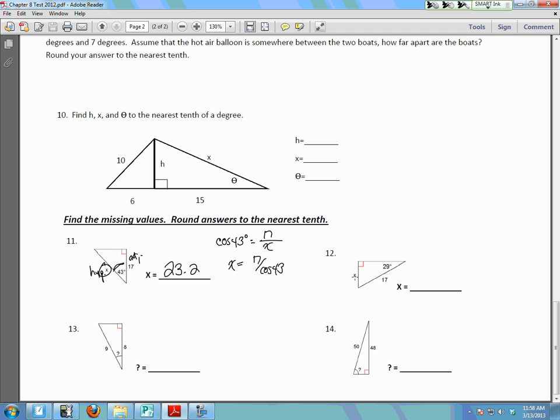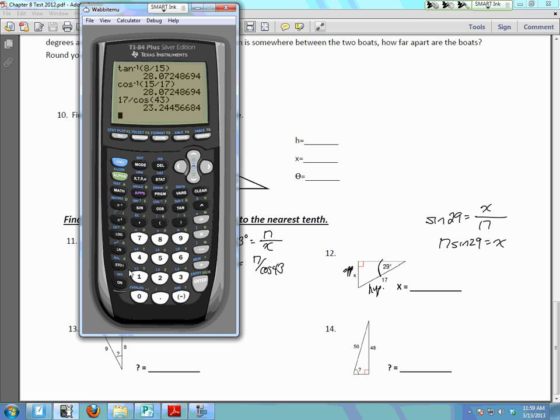Over here, trying to find x again. Now, angle of 29, x is opposite, and 17 is the hypotenuse. So now what we want to do is say opposite and hypotenuse. That's sine of 29 is equal to opposite over hypotenuse. Multiply both sides by the denominator. I get 17 sine of 29 is equal to x. Take my calculator. 17 sine of 29, 8.2.